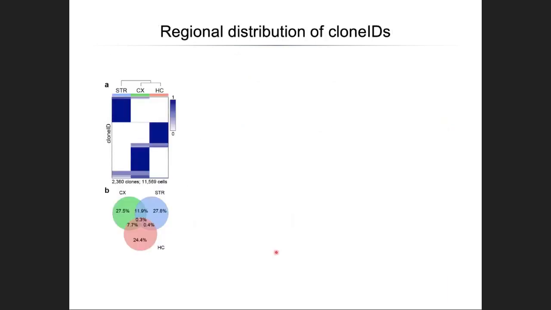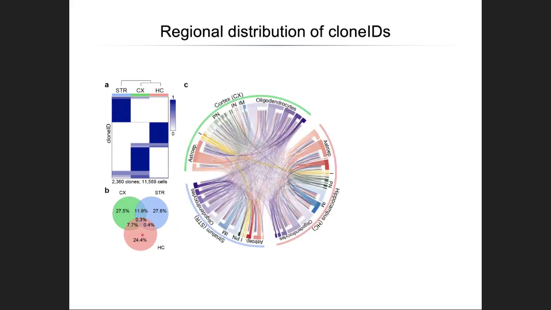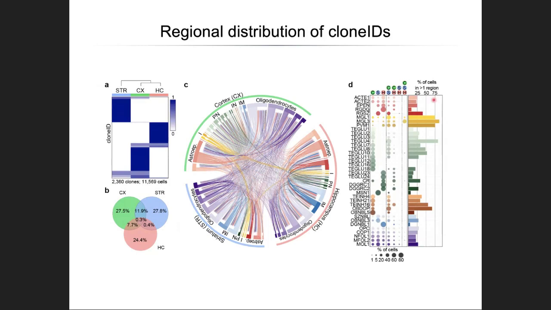Another aspect we looked at is the regional distribution of these barcodes, these cloneIDs, and we find that most of them accumulate in one of the 3 regions. If you find clones that are regionally dispersed, this dispersion often happens between the cortex and the striatum, or cortex and hippocampus. Now we zoom in a little into the cell types associated with these more diverse or dispersed clones. That's quantified here, where we have the percentage of cells that are spread across more than one region. I would like to highlight 2 examples here.